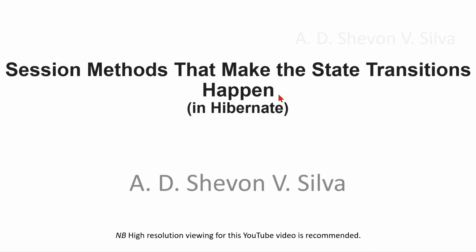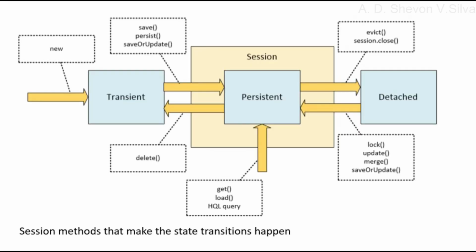Session methods that make the state transitions happen in Hibernate. Here you can see session methods that make state transitions happen. An entity instance in our application appears in one of three main states in relation to the session persistence context.